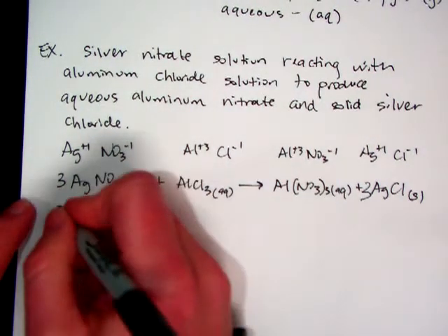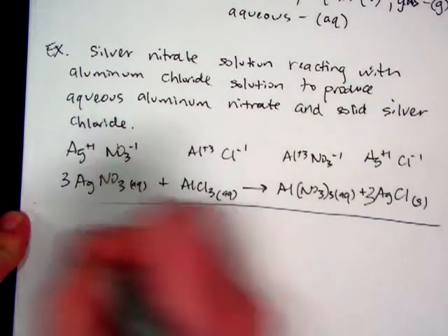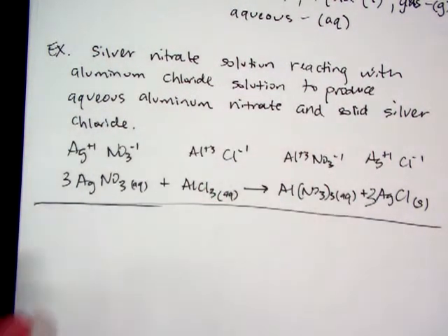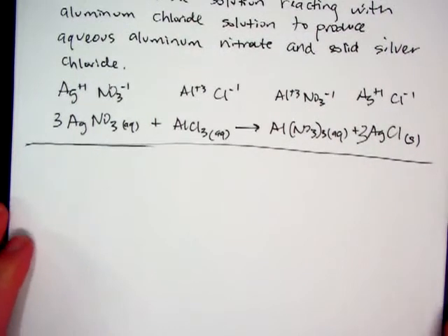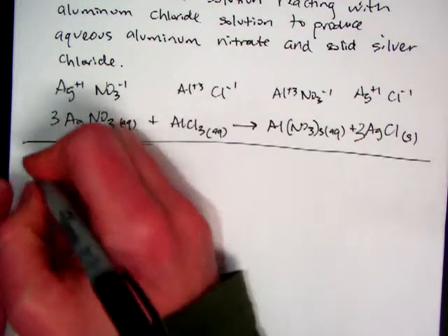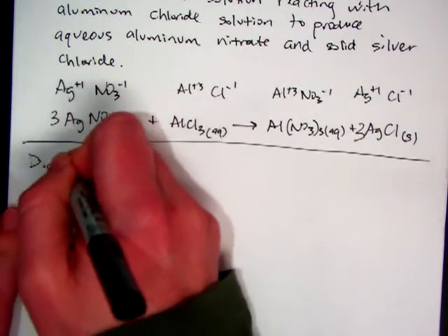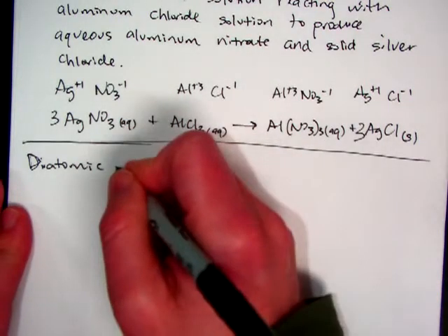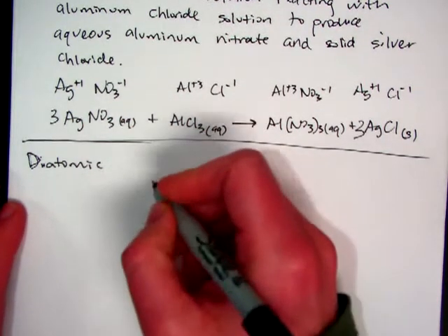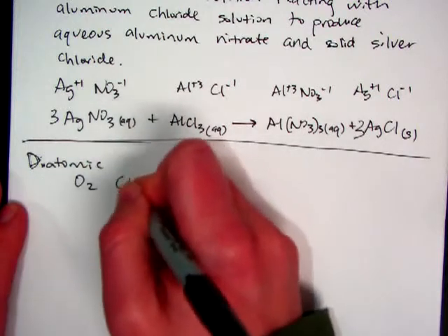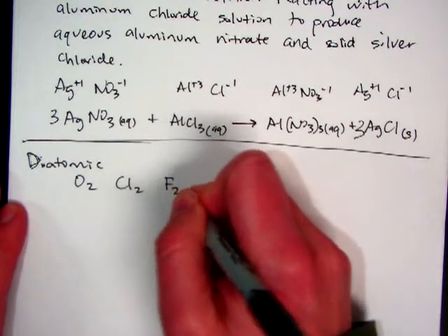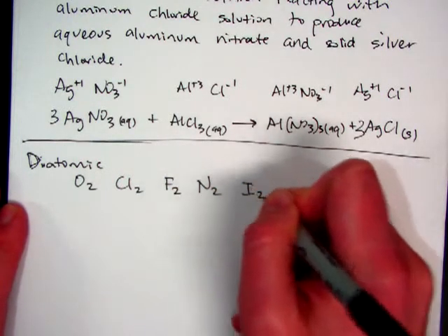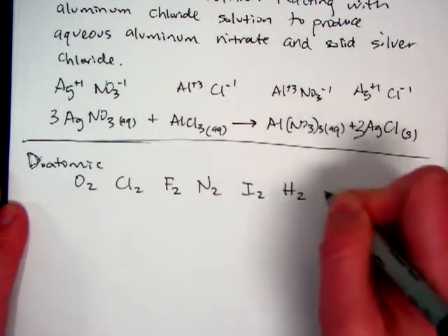Okay, before moving on, you should know that there are 7 elements that are never really by themselves, they always pair up. And I'll tell you what they are right now. They're called diatomic elements. Di meaning 2, atomic meaning atoms. So they're paired together. There are 7 of them. They're oxygen, chlorine, fluorine, nitrogen, iodine, hydrogen, and bromine.